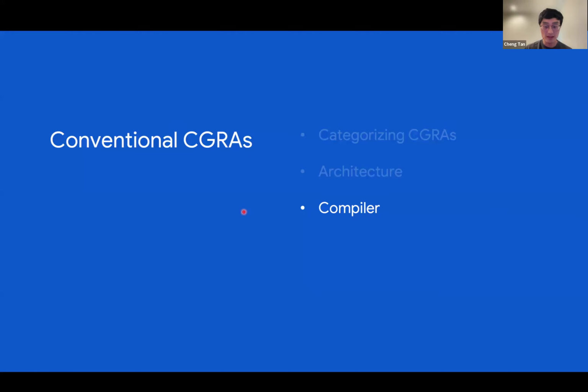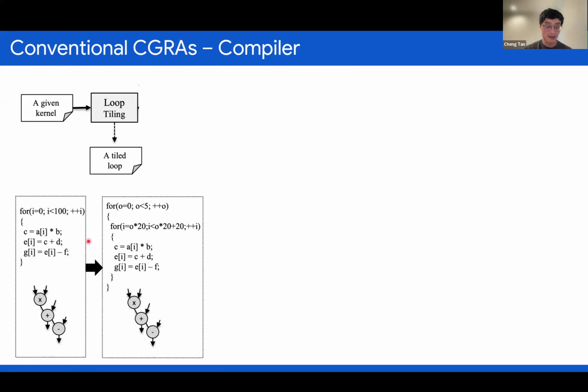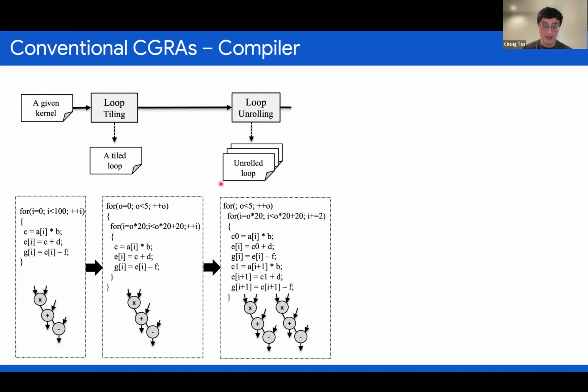So what does the conventional compiler look like? Given a kernel, it can be represented as a data flow graph here. First we can do loop tiling. This is useful because sometimes we have a large kernel working on a huge chunk of data, but your accelerator only has limited SRAM. So loop tiling can help you tile your loop and invoke your accelerator multiple times in order to fit the application kernel's data into the limited on-chip SRAM.